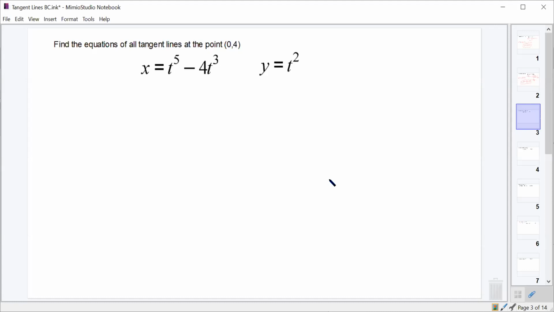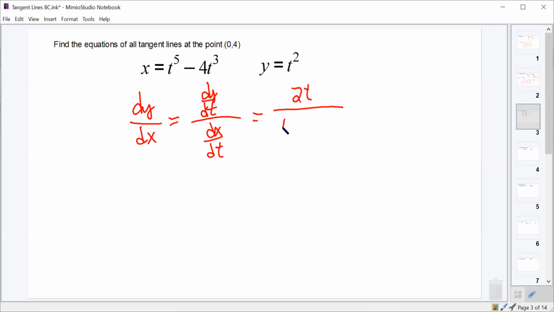And how do we find the slope of the tangent line for a parametric? Should still be dy/dx, right? So what does dy/dx equal for a parametric function? To remind ourselves from yesterday, it's dy/dt over dx/dt, which gives us what? 2t over 5t to the fourth minus 12t squared. Good or no?